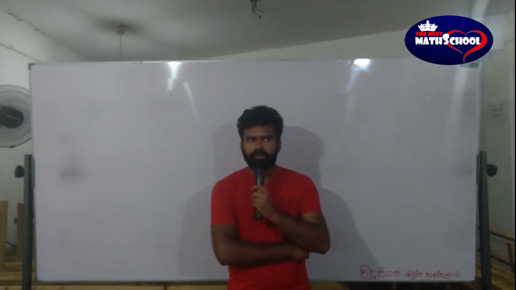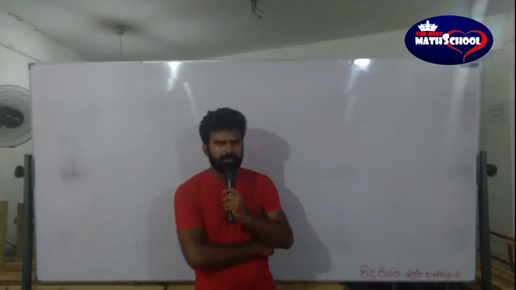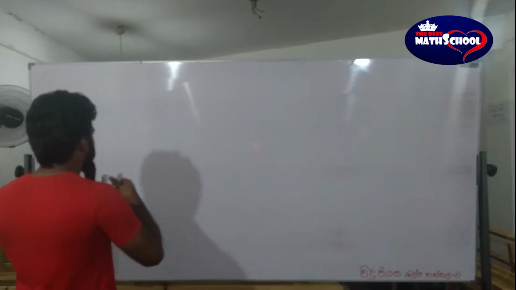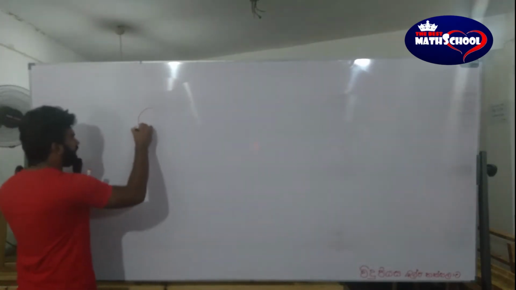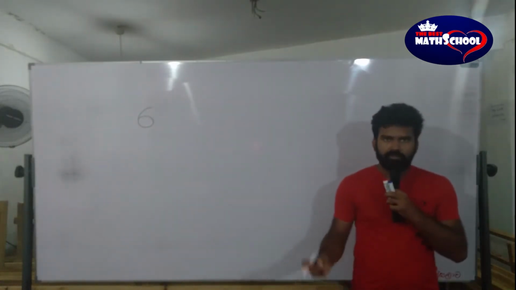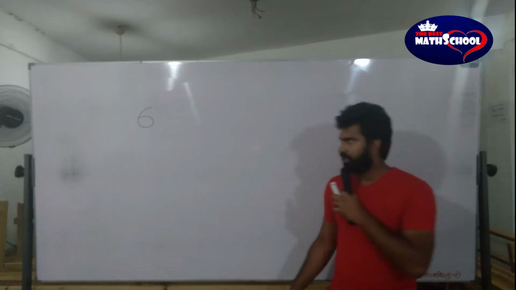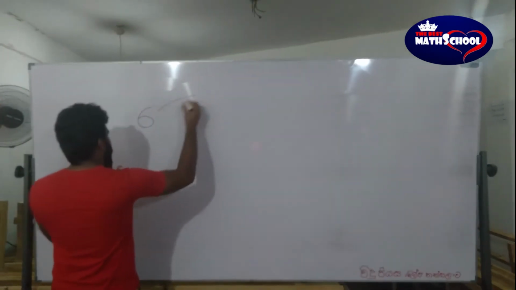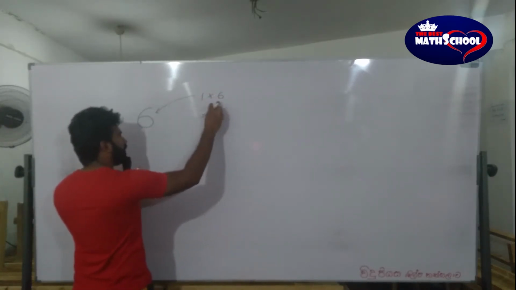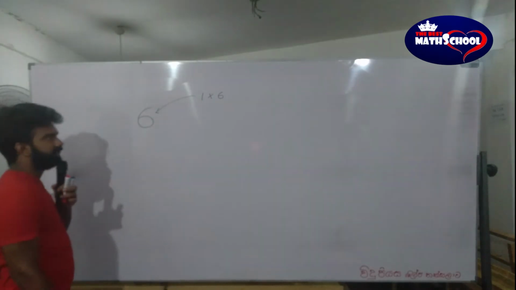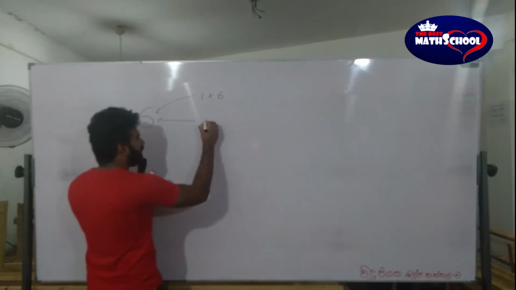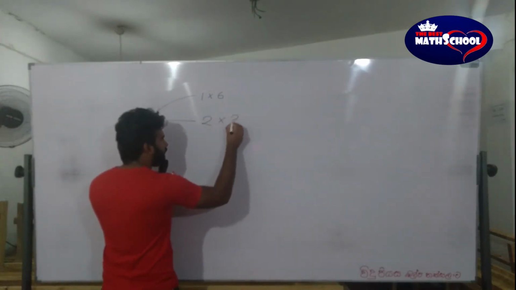A factor means, right, let's take a number like this. Let's take 6 as an example. When I take 6, I can make this 6 by multiplying two whole numbers. That means I can write this 6 by multiplying 1 and 6 together. As well, I can create this 6 by multiplying the two whole numbers 2 and 3.